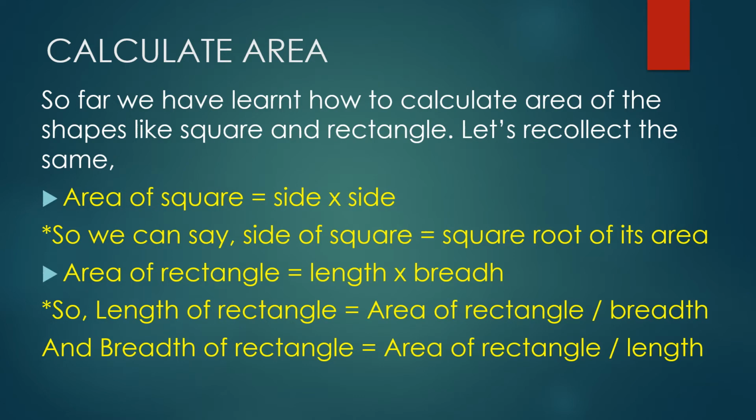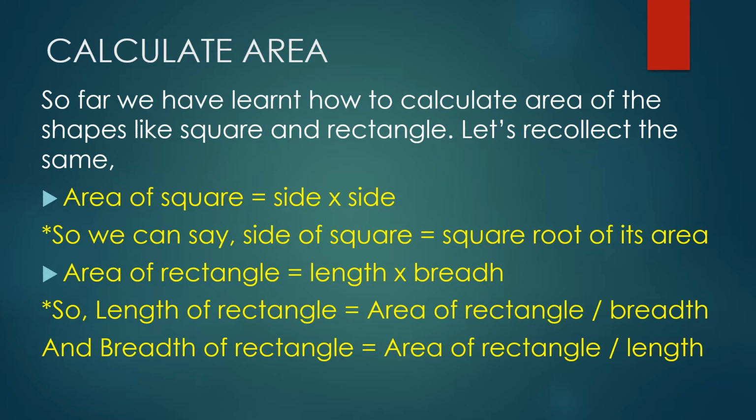Now, how to calculate the area? So far, we have learned how to calculate the area of shapes like squares and rectangles, right? We all know that the area of a square is equal to side into side. Suppose the side of the square is 4 centimeter, then the area of the square is 4 centimeter into 4 centimeter, that is 16 square centimeter. Similarly, the area of a rectangle is length into breadth.